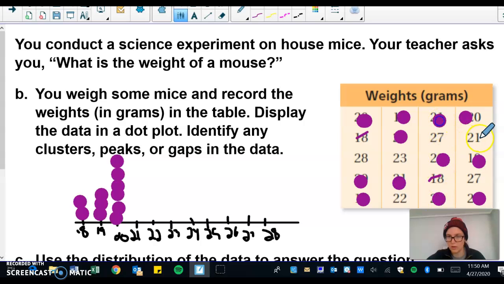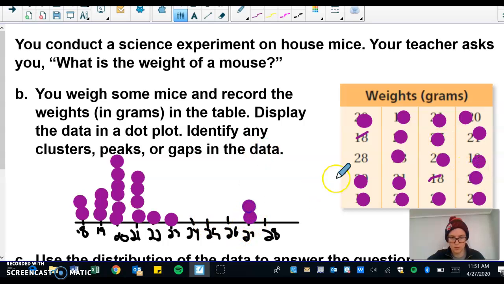1, 2, 3, 4. 22, there's 1. 23, there's 1. And then none for 24, none for 25. The next number is 27. 27 has 2. 1, 2. And then 28 has 1.